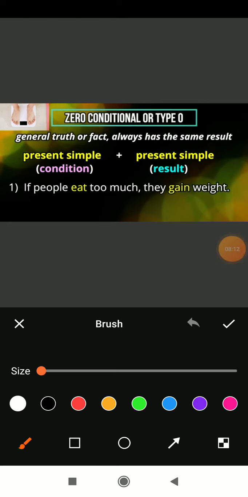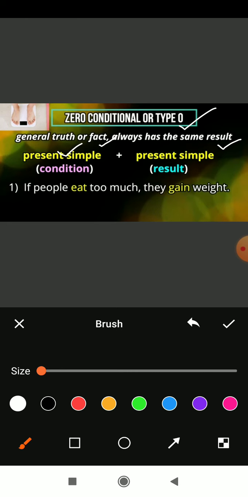Yes, now let's discuss zero conditional, or type number 0. So what does it mean here? It means a general truth or fact that always has the same result. Zero conditional clause is a general truth and a fact, and it always has the same result. So a truth or fact which has the same result comes under type 0.